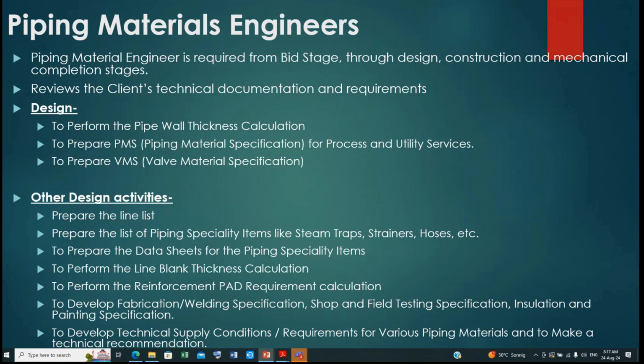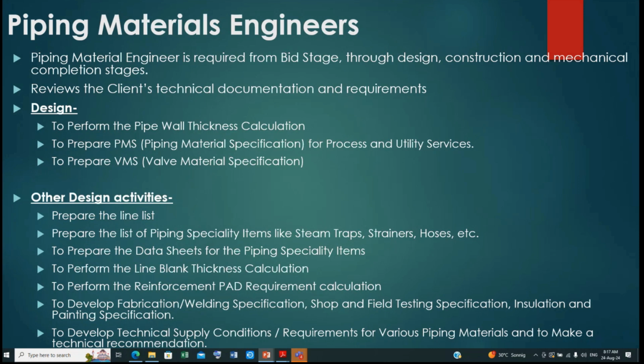At the end, the output will be carbon steel pipe 1 inch, 1 kilometer. Carbon steel pipe 2 inch, let's say 500 meter. I'm just giving you a sample case. Or the gate valve 1 inch, 100 quantities. Valve 2 inch, 50 quantities.